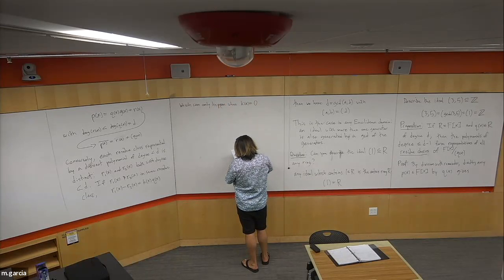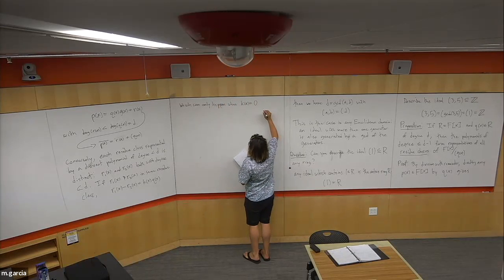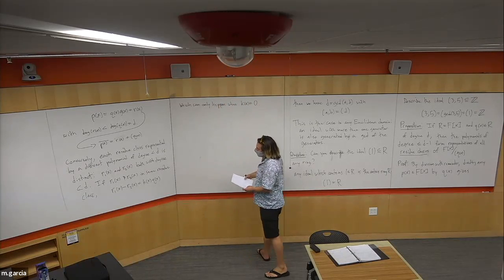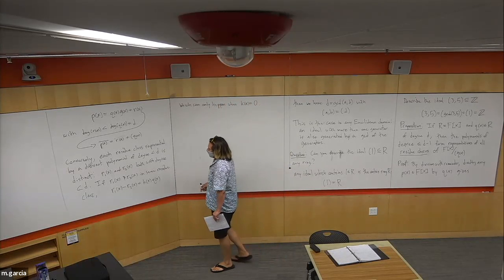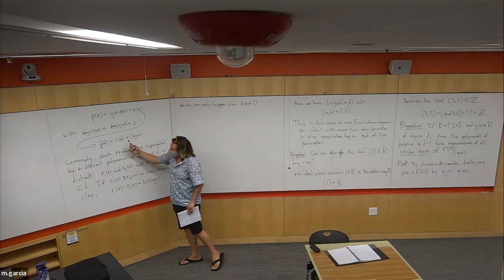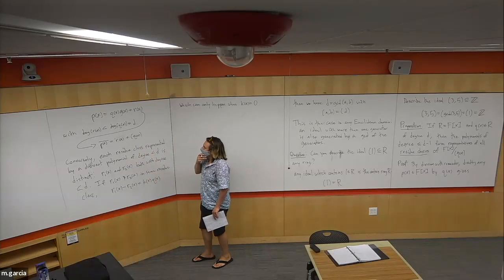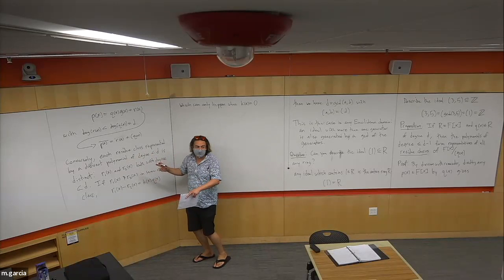So there you have it. Each of these polynomials of degree strictly less than d represents some residue class, and in fact, if they're different polynomials, they must represent different residue classes. That's the conclusion.